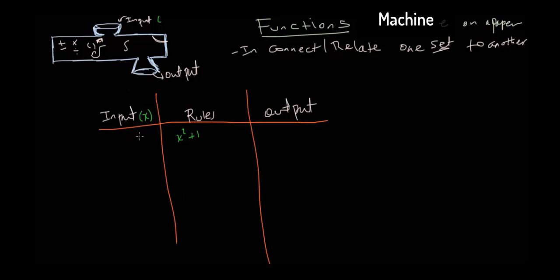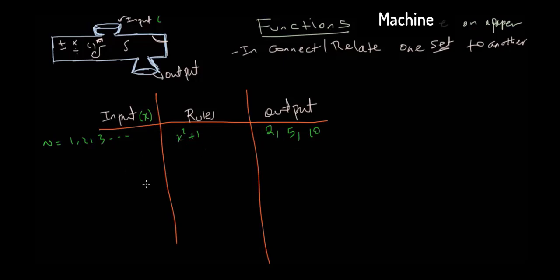In this case, the input could be a natural number. If you put any natural number like 1, 2, and 3, the output will become: if you put in 1, that goes to 2. If you put in 2, squared is 4 plus 1 is 5, and 3, 9 plus 1 is 10. So the input, or our first set, is the set of natural numbers. The output is another set of numbers, but still part of the natural numbers.